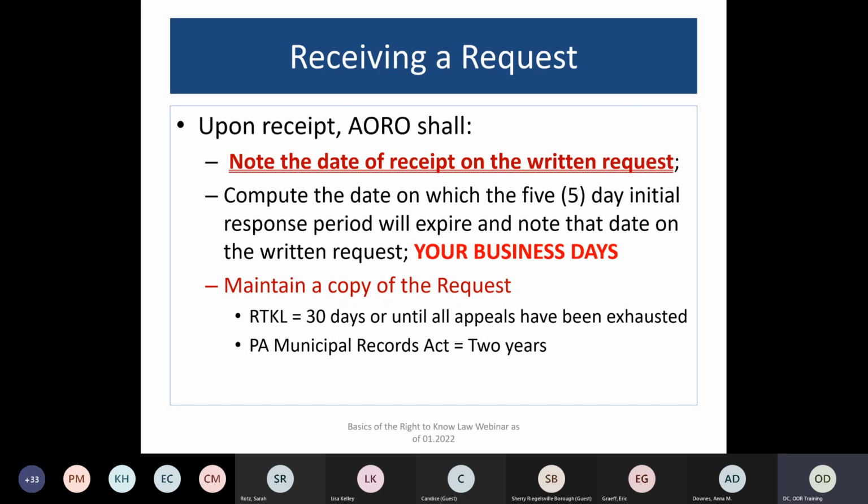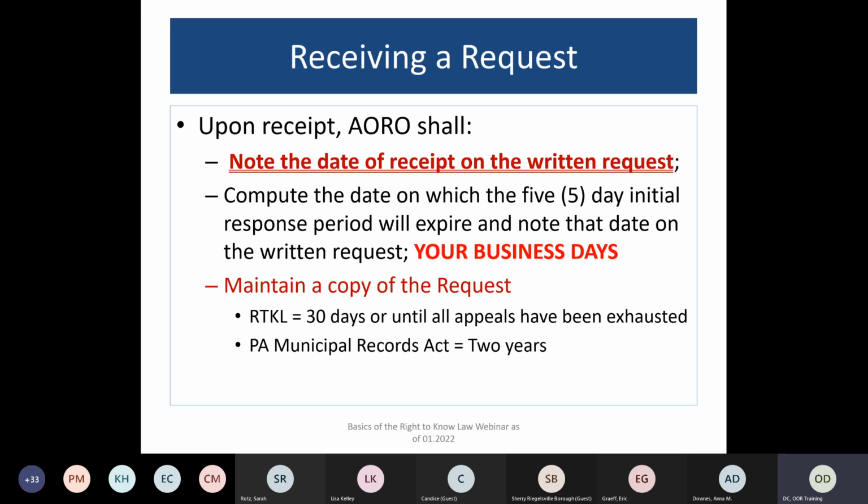So you've got these 5 business days that you need to provide an initial response. And that could be you're granting the request, you're denying the request, or it could be you need more time. And we'll talk about extensions here in a moment. You need to maintain a copy of this request. And it would be 30 days or until all appeals have been exhausted.